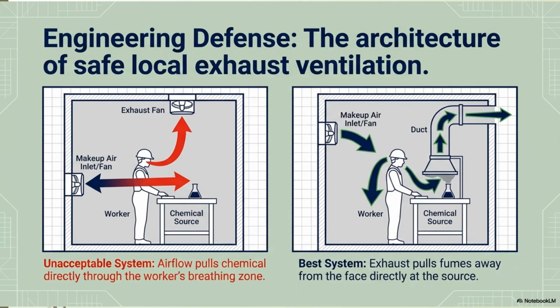In engineering defenses, local exhaust ventilation is critical. Look at these 2 setups. On the left is an unacceptable system. The exhaust fan pulls air across the chemical source, drawing hazardous fumes straight through the worker's breathing zone. On the right is the best system. A dedicated hood and duct sit directly over the source. Fresh makeup air enters behind the worker, while the exhaust immediately captures fumes at the point of origin, pulling them safely away from the breathing space.